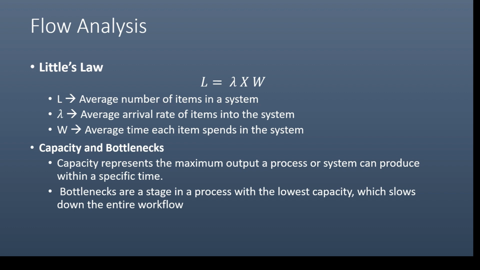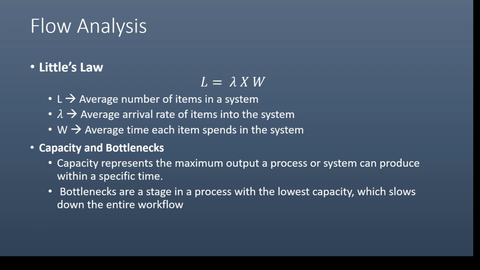And now coming to capacity and bottlenecks. Capacity is the maximum output a process can produce in a given time period. It reflects how much a system can handle efficiently. And a bottleneck is the one stage in a process that has the lowest capacity.